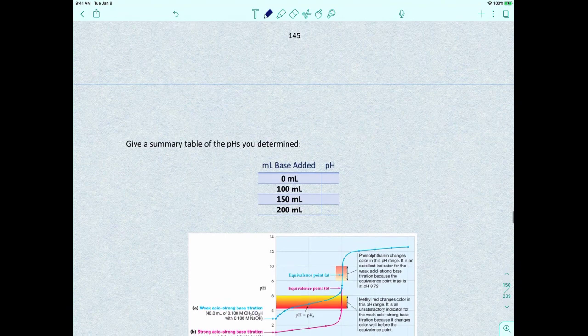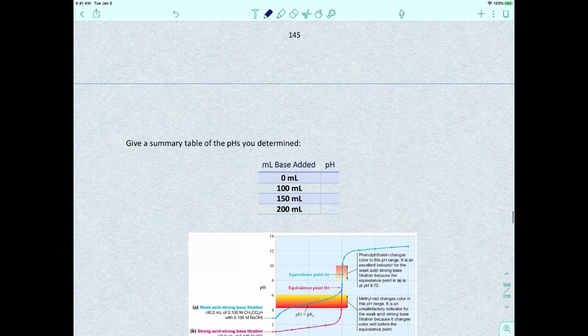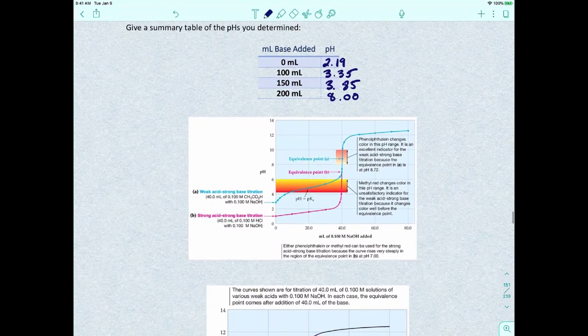All right, so to give a summary of all the pHs that we found: initially, when there was no base added, the pH was 2.19. Halfway, the pH became 3.35. At 150 milliliters, so we're at 75% neutralized, the pH went to 3.85. And then at 200 milliliters, when they were both equal, the pH went to 8. And so there it is.